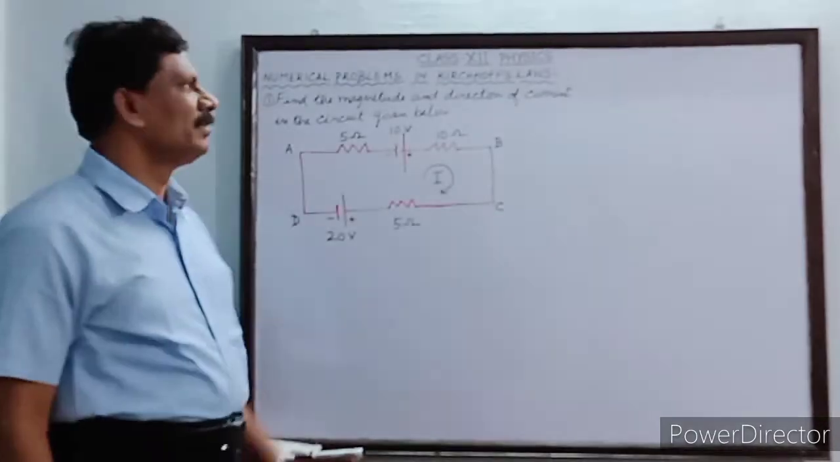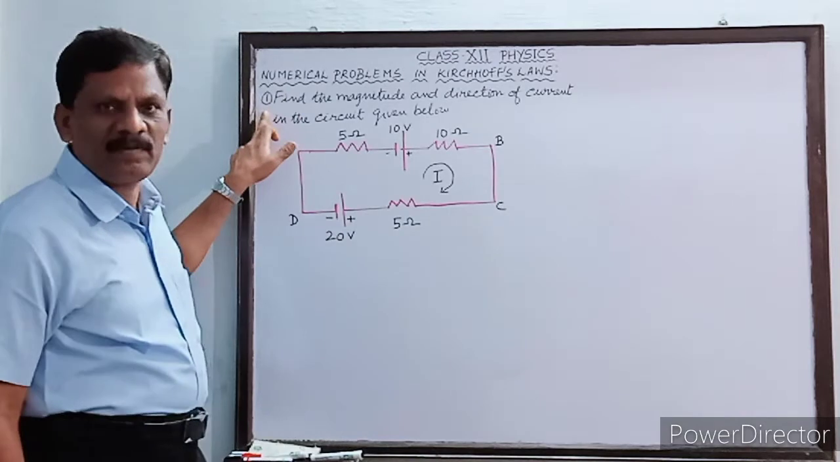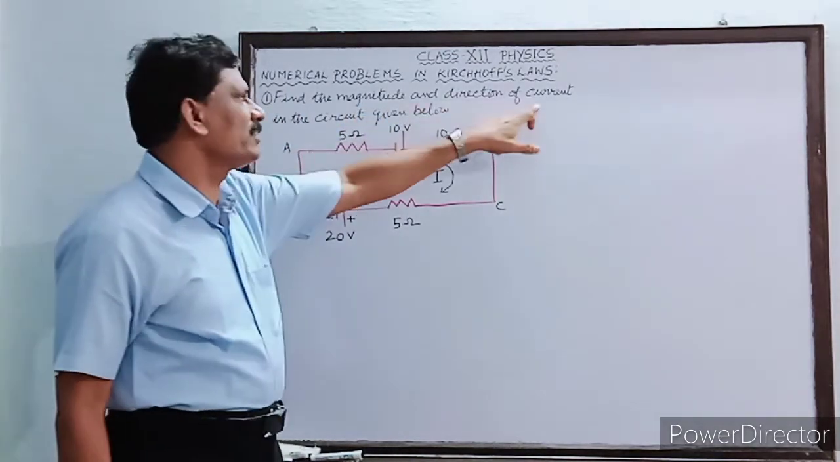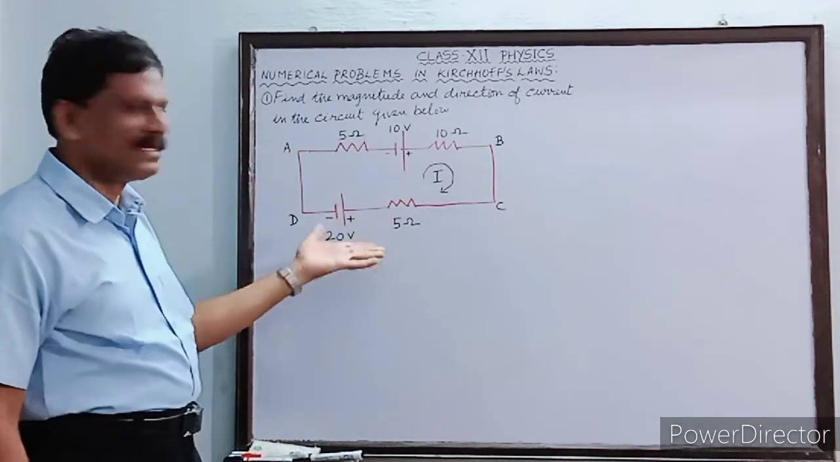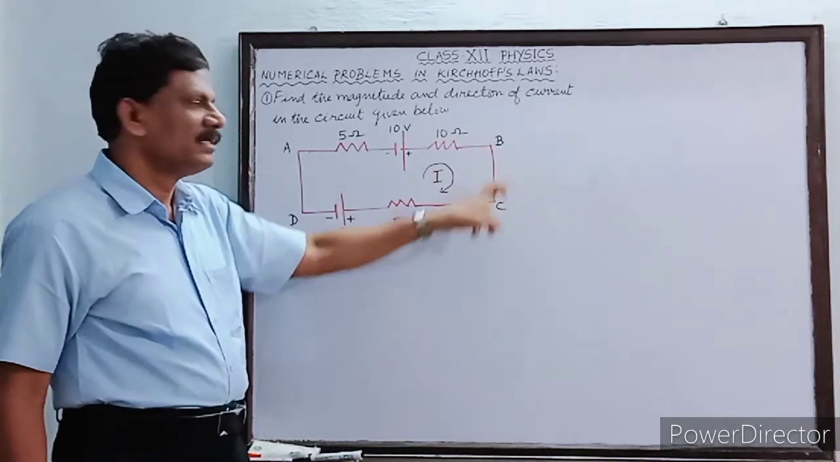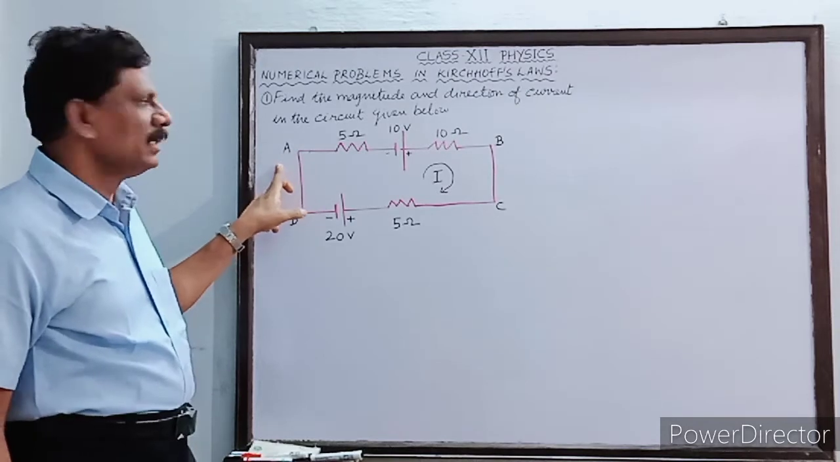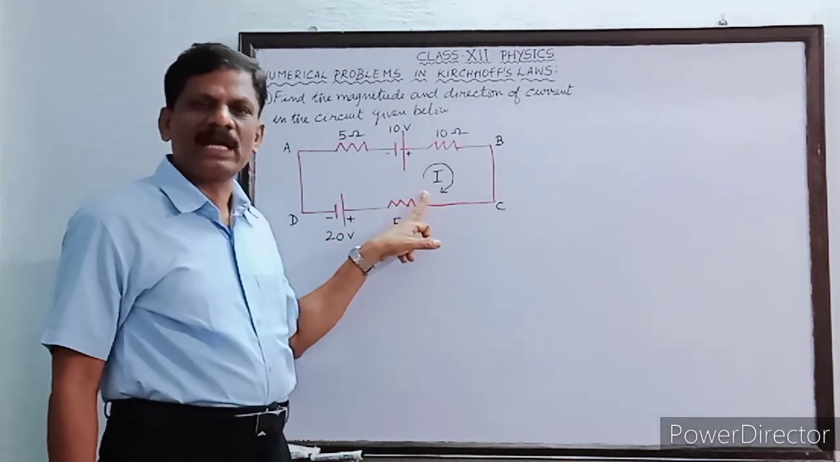Solve numerical problems based on Kirchhoff's rules. I will read problem number 1. Find the magnitude and direction of current in the circuit given below. So look at the circuit. It is a closed loop, A, B, C, D, A, a rectangular loop. And the current in the circuit is assumed to be clockwise.